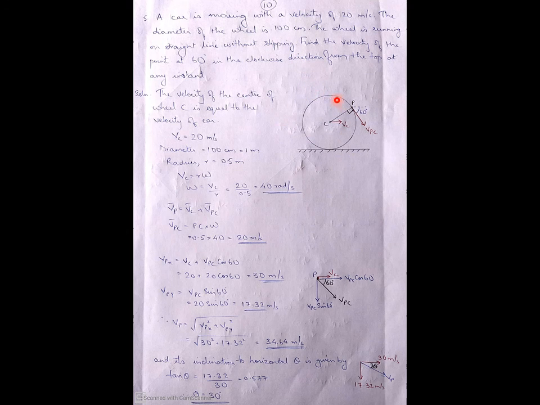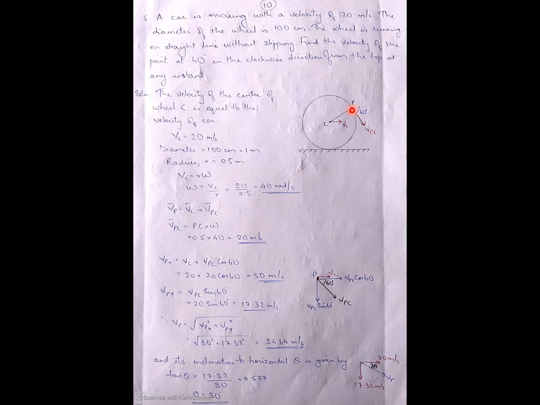So there is a car, this is a wheel, center point is C. The car is moving with a velocity of 20 meter per second, which means it is the center point, we are saying with respect to the center point. So velocity of C equal to 20 meter per second. Now the diameter of the wheel is 100 centimeter. Find the velocity of the point at 60 degree in the clockwise direction from the top at any instant. At any instant we have to find the velocity of this point. Let the point be P.